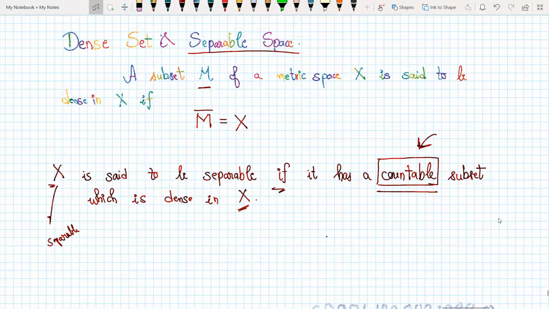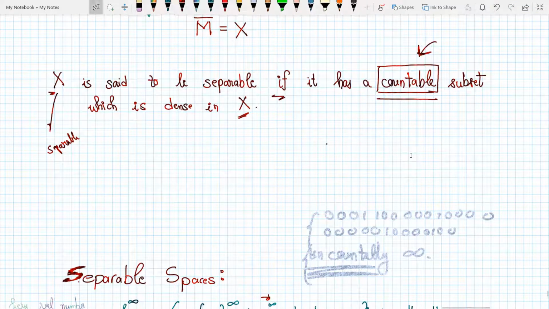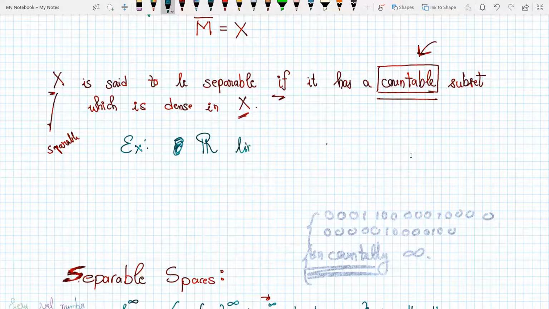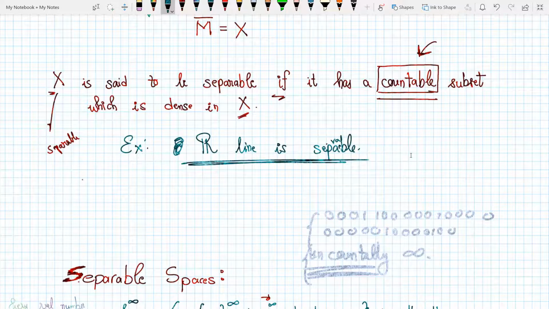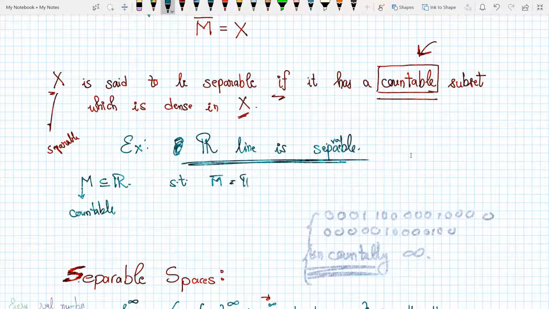So before I resume, let me give an example so that the case is cleared. I say that the set Q of all rational numbers is countable and is dense in R. So I say that the real line is separable. In order to show this, I need to show that there is an M which is countable, which is a subset of R, such that closure of M is equal to R.